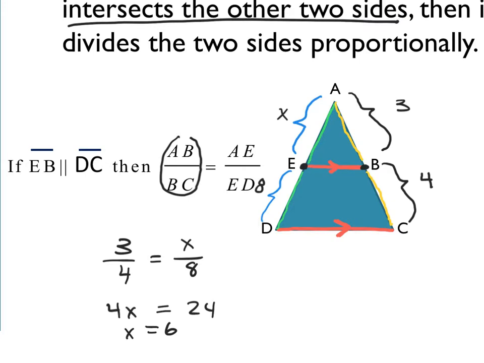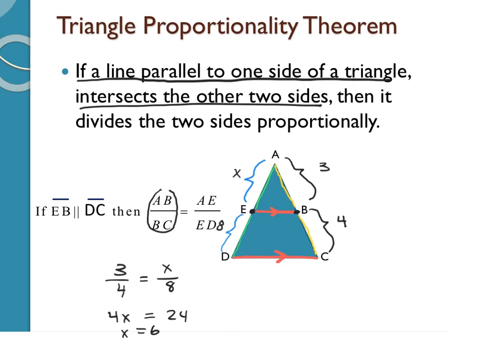If we wanted to, we could figure out how long this whole side is, because we know that one piece is 6 and the other piece is 8. So we have a lot of information that we can find out. But it only works because those two lines were parallel. If the lines are parallel, then it is a guarantee that the sides are being broken up proportionally. And that's the triangle proportionality theorem. Parallel lines break the sides of the triangle up proportionally.